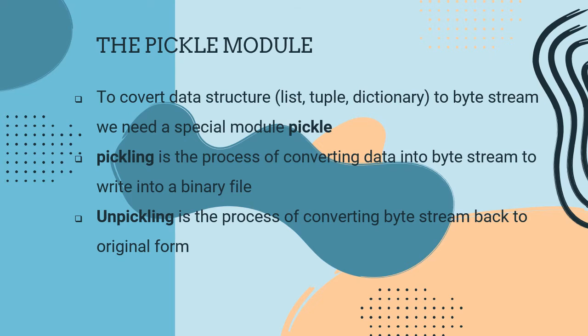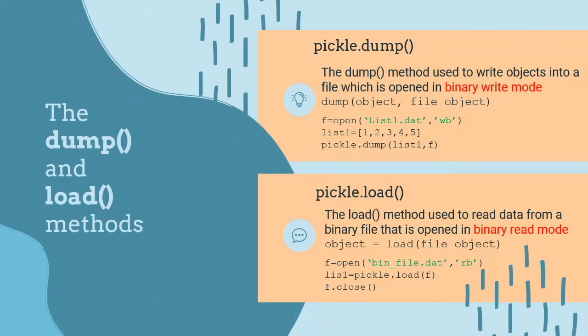Then first we have to import the Pickle module, like we import any other module in Python, to work on binary files. Using the import statement, we can import the Pickle module. After we import it, we have to perform these operations, pickling and unpickling, on the binary files. For that, we have two methods in the Pickle module, which are dump and load. The dump and load methods.